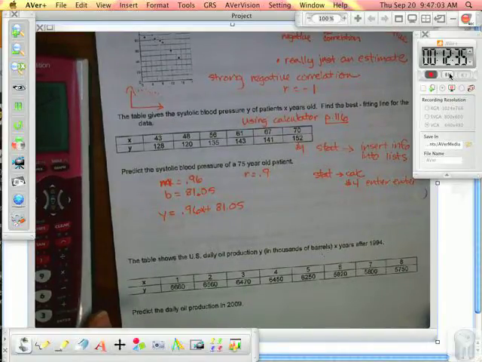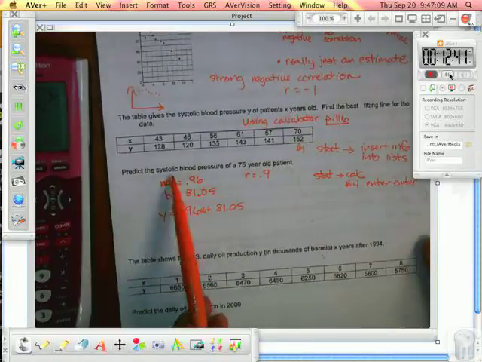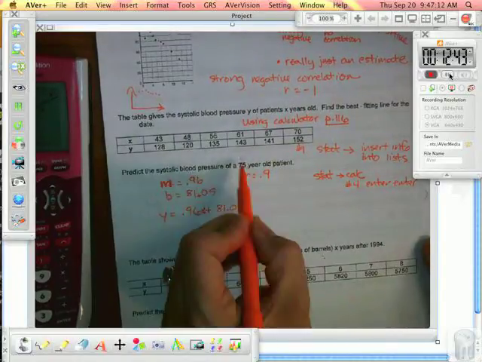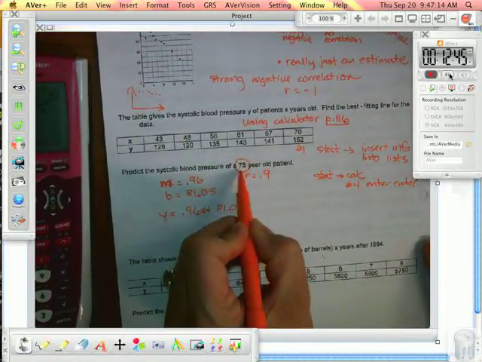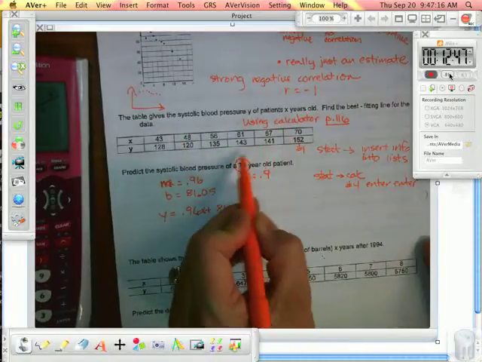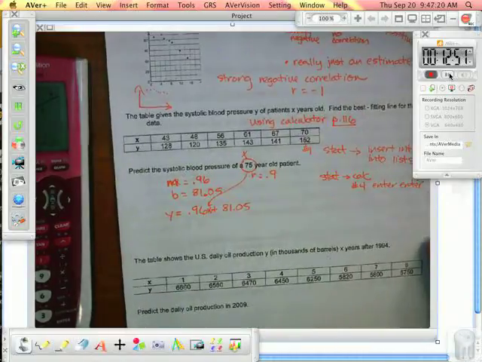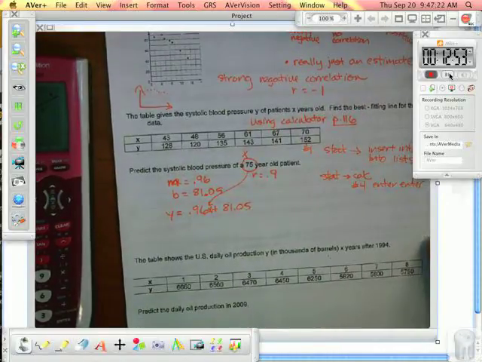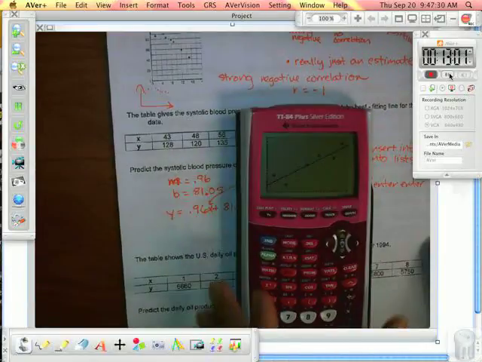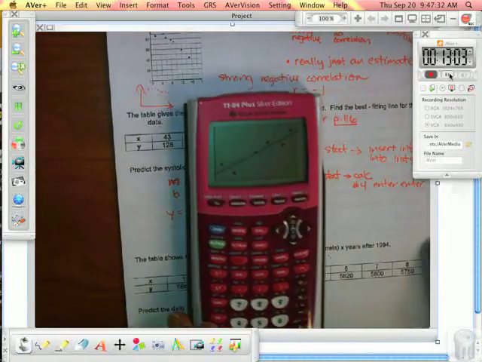We're still not quite done, believe it or not. They're asking us to predict the systolic pressure of a 75-year-old patient. Is this my X or my Y in this information? So what you could do is stick it in here and do the math. You can even use trace on the calculator if you wanted to. Have you ever used trace on the calculator? It's pretty snazzy. If you use trace, you push this.